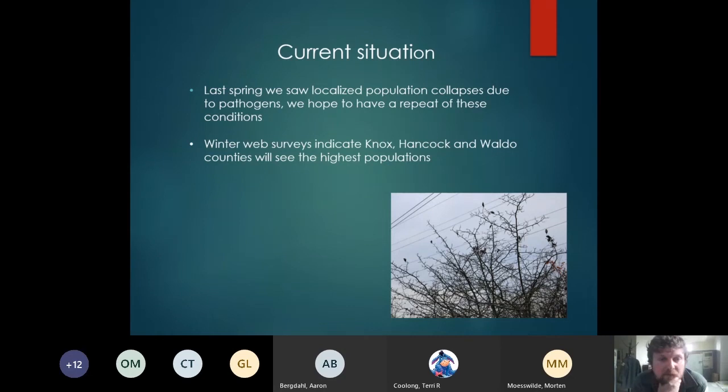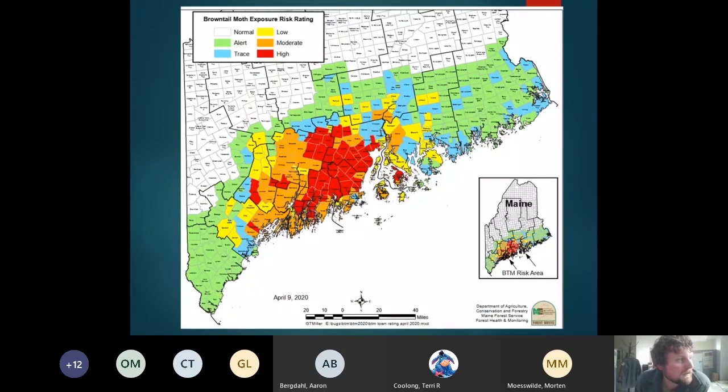So winter web surveys that we completed this winter indicate that Knox, Hancock, and Waldo counties are going to see the highest population. This is the risk map for 2020. And as you can see, the Belfast, Lincolnville, Camden, Rockport area is going to be really high. If you look down the coast to Yarmouth and Freeport, most of those are typically red. That area has a high population all the time. We usually call that the core area.